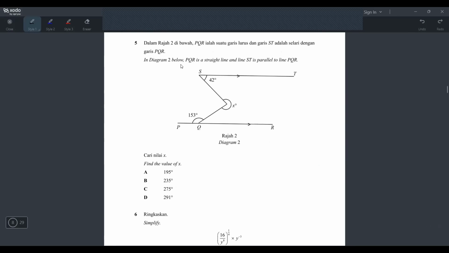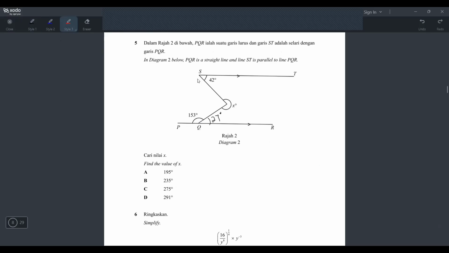Okay, number 5. In diagram 2 below, PQR is a straight line. So I think I can find something here straight away. 180 minus 153, you will get 27. And then they say line ST is parallel to QR. So ST and QR are parallel. And then they say find the value of x. So how do we do this? Let's see. Okay, yeah, very easy.